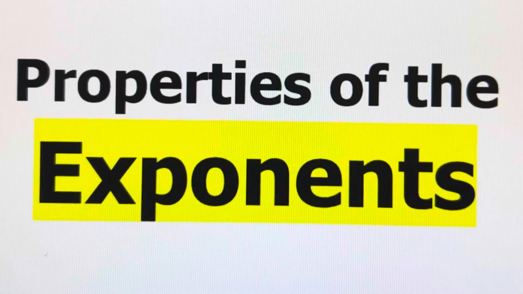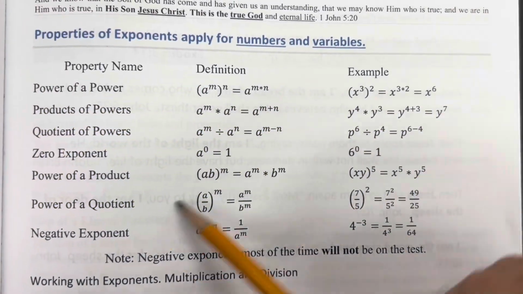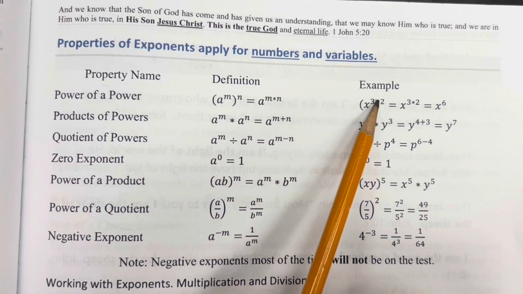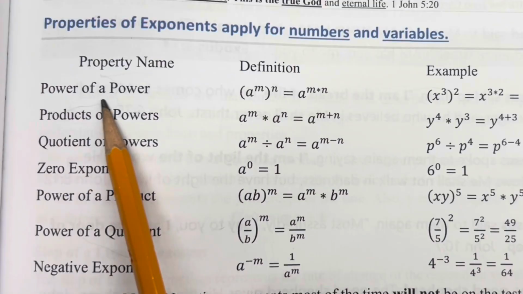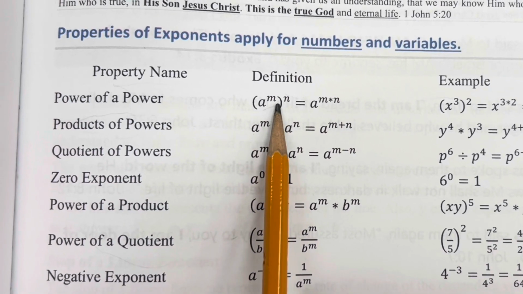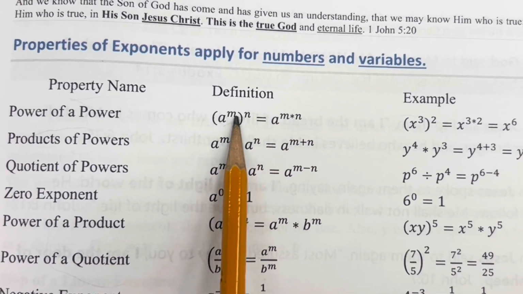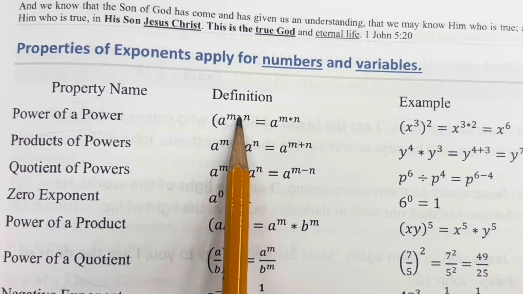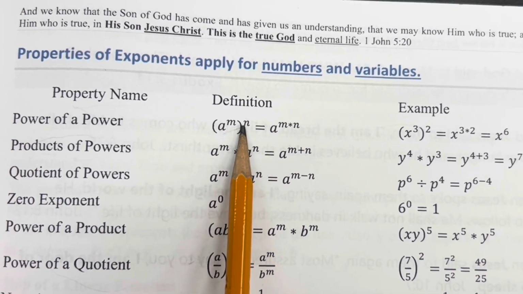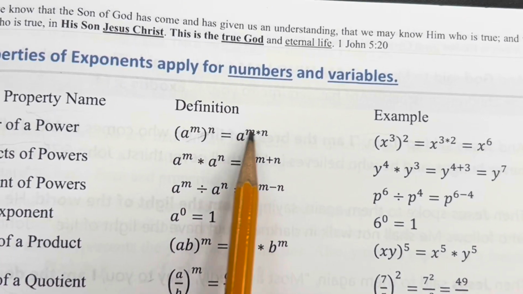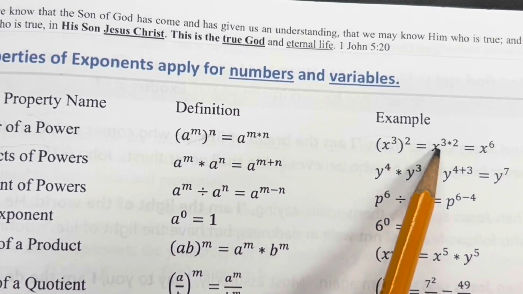Properties of the exponent. So here we have the property name, the definition, and example. So power of a power is when a property or a number or a variable is raised to another number of variables. So here we multiply. So m times n. So here 3 times 2, x to the 6.